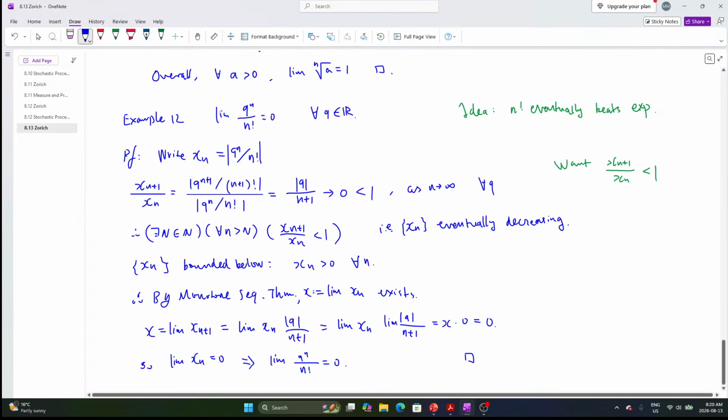And of course, this is useful for the exponential series. This is a general term in the exponential series.